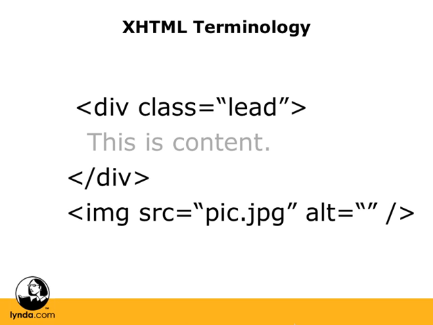The first one is element. An element is basically an atomic piece of a document. It's one of the basic structures of a given XHTML document. So div, the P element for paragraph, H1, H2, H3, all these, IMG, these are all elements.